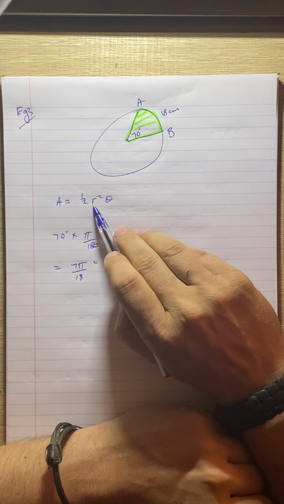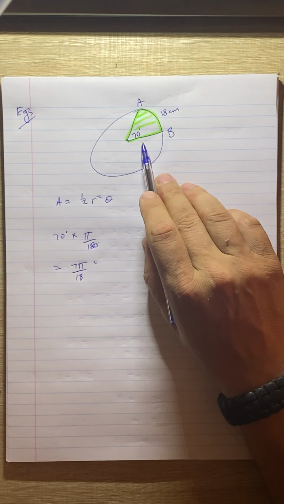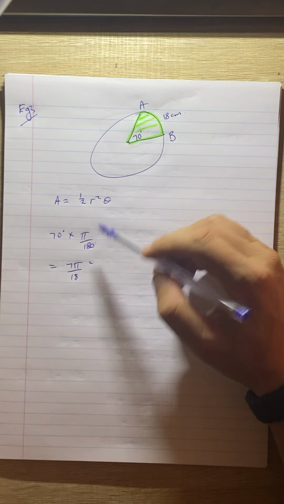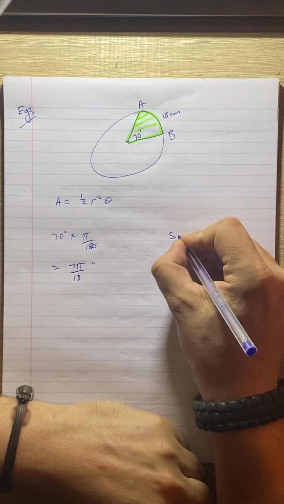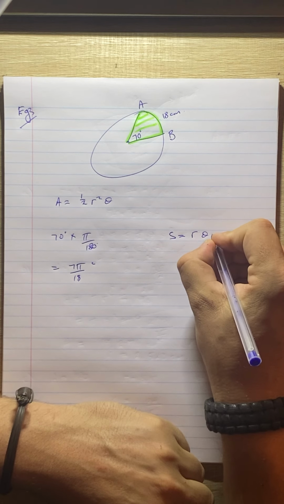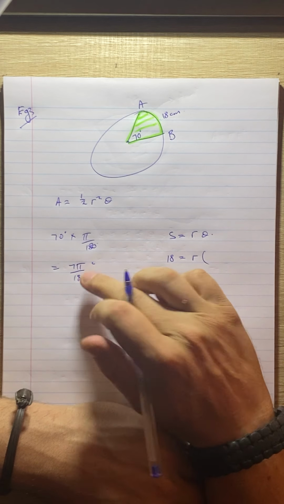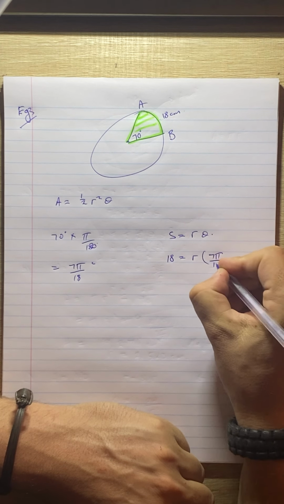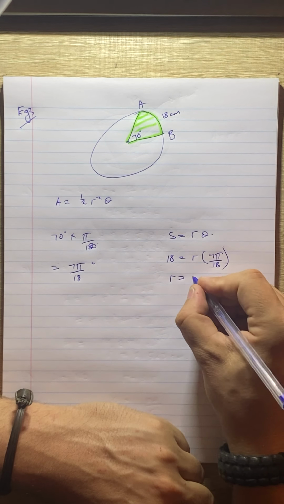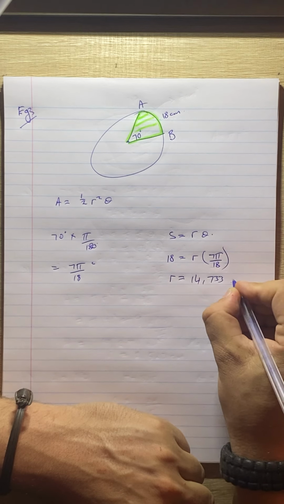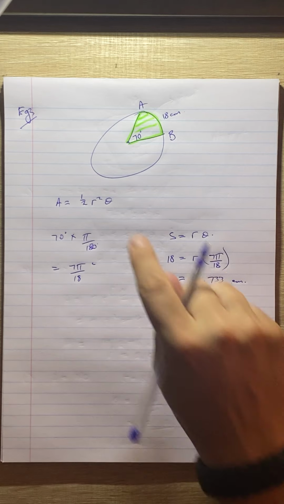The next thing that we need to do is find the radius. Now in order to find the radius, I know what my angle is, and we also know what the arc length is. So if I say here that S is equal to r theta, we now know that 18 equals r, which we don't know, times our angle, 7 pi by 18, and we can work out what r is. So r would be 14.733 centimeters.